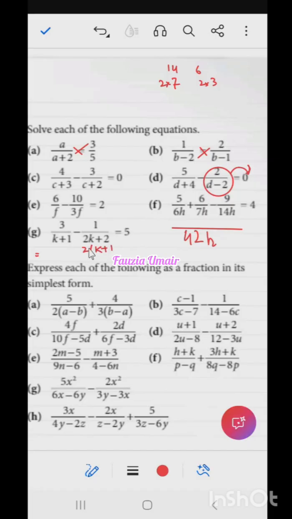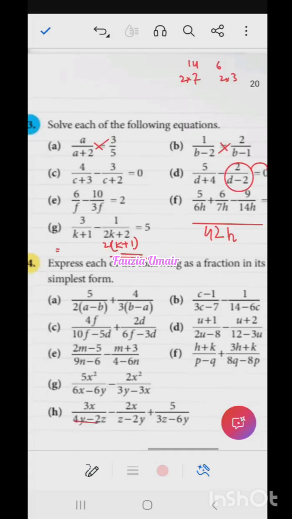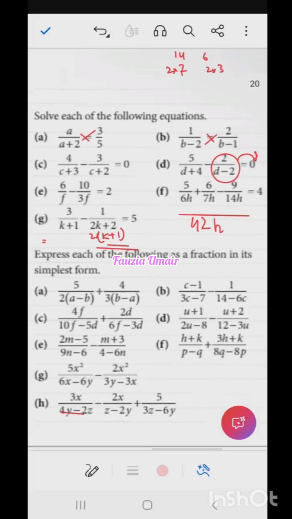ठीक है? So factorization is the most basic ground, the basic concept of this algebraic fractions. अब देखो LCM क्या आएगा? This will be the LCM. You can combine the two fractions and then cross multiply. ठीक है? So then comes fourth question. Fourth question में, अच्छा, this is interesting.